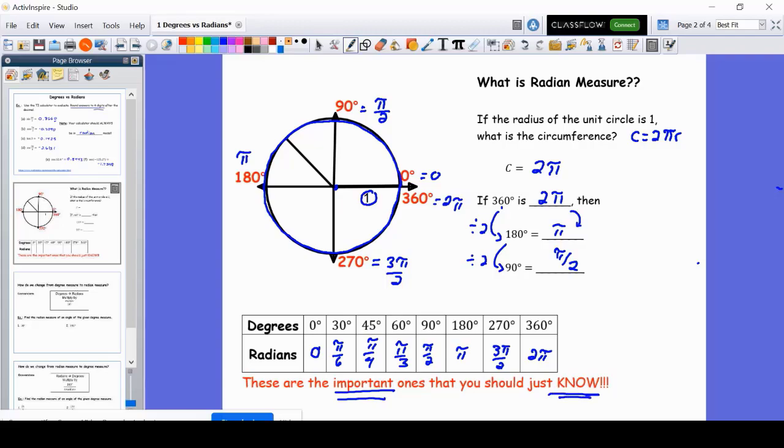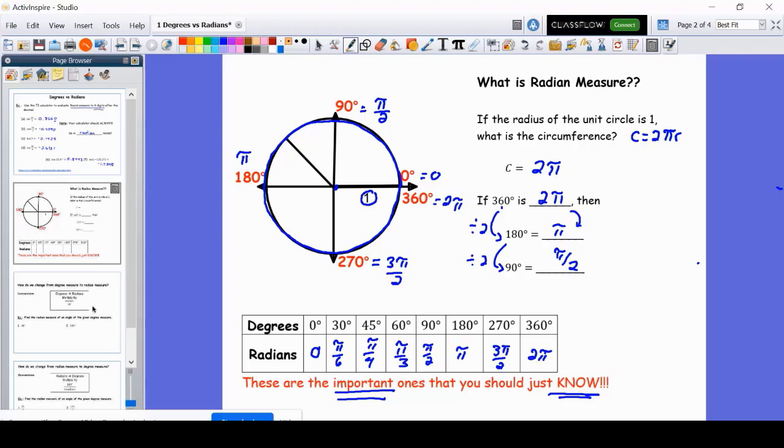You should not have to stop and think about how many radians is 30 degrees. 60 degrees in radians is pi over 3. You shouldn't have to think about it and compute it. You should just know it, okay? Because you're going to use them so often, especially if you go any further in math.